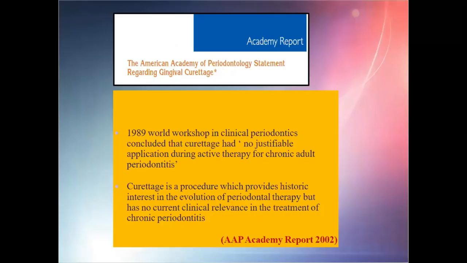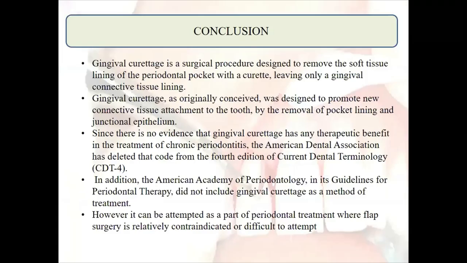However, by the reports of the American Academy of Periodontology, they have concluded that no justifiable application during active therapy of chronic adult periodontitis can be achieved by curettage procedure. It is basically a procedure which provides historic interest in the evolution of periodontal therapy, but has no current clinical relevance in the treatment of chronic periodontitis.